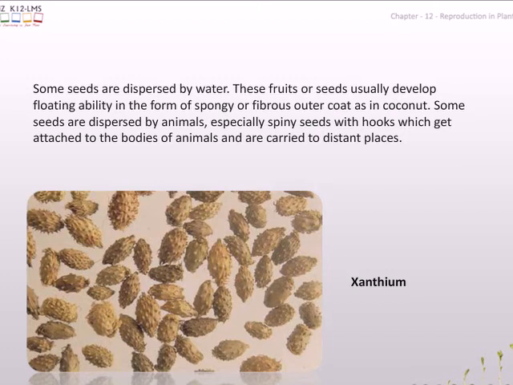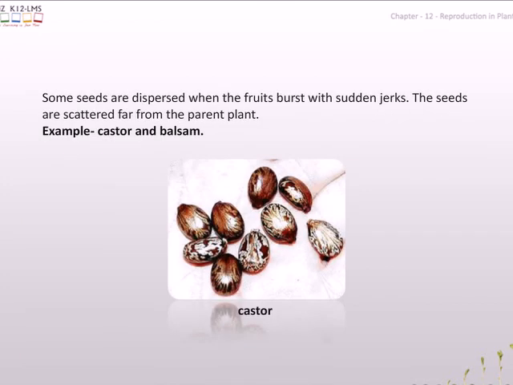Some seeds are dispersed by animals, especially spiny seeds with hooks, which get attached to the bodies of animals and are carried to distant places. Examples are xanthium and urena. Some seeds are dispersed when the fruits burst with sudden jerks. These seeds are scattered far from the parent plant. Example, castor and balsam.